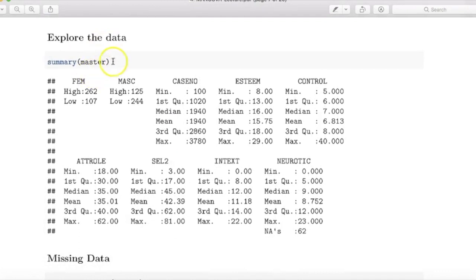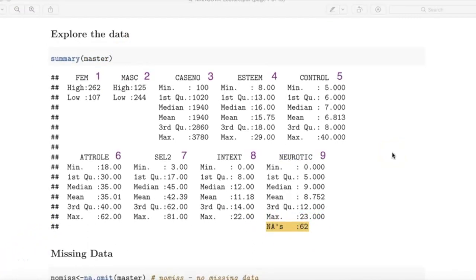So the first thing I did was just to explore my master file. Once the data was imported, I used the summary function, and then inside the parentheses is the data frame master, just to see what the data looked like. It looks the same as in Manova because it's the same data. I have 9 variables, or 9 columns if you want to think of them. Remember, femininity and masculinity has 2 levels, high and low for each one of them.